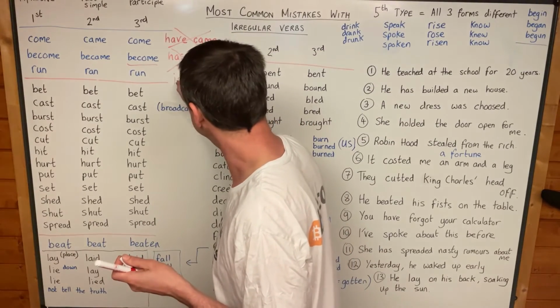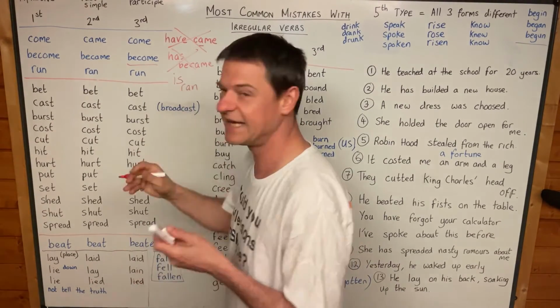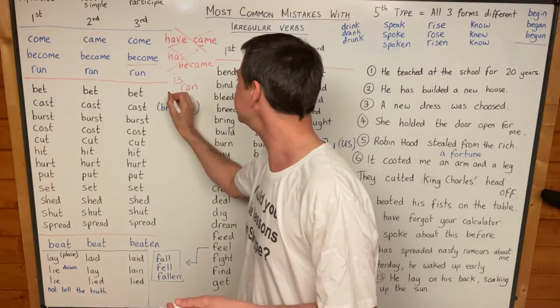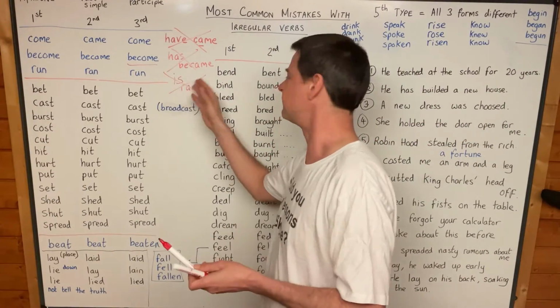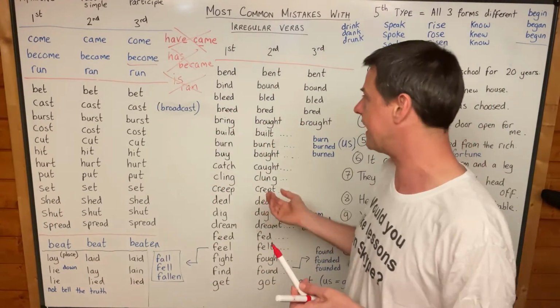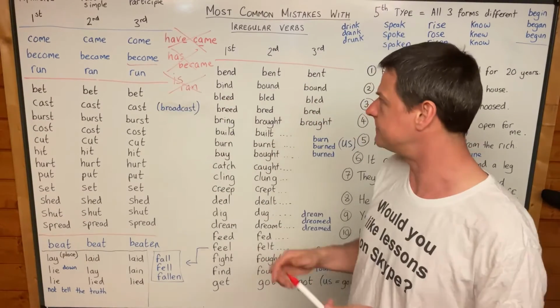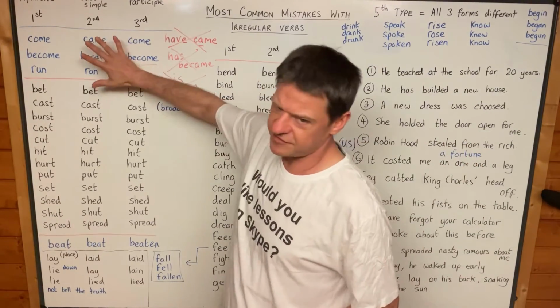Sometimes you see that as well, is ran. Yeah, like this company is ran by, and it's wrong. This company is run by, yeah, my boss, I suppose. Yeah, but this company is run by a French man, something like that. Yeah, is run, not is ran. Okay, so they're the first exceptions.